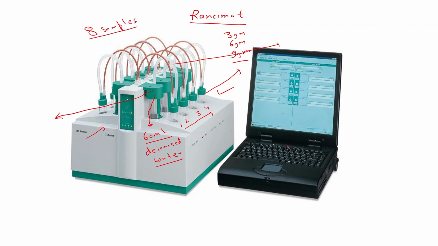There are 2 heating blocks, so 2 temperatures can be used simultaneously. Here we are getting 130 degrees Celsius, here we are getting 120 degrees Celsius. So 2 heating blocks are there, so 2 temperatures can be applied to the samples simultaneously. And for a single PC, 4 Rancimats can be connected.